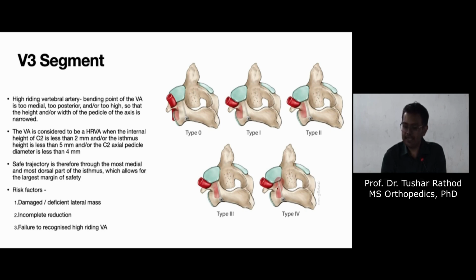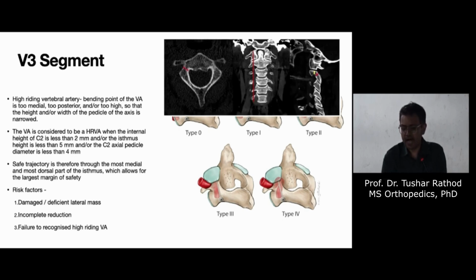So what is the implication? When you are passing any transarticular screw, the vertebral artery is going to come directly in your path. Or for that matter, even a pars screw, the vertebral artery is going to come in your path. So it's very important to identify this high riding vertebral artery, and there is a clear-cut, definite criteria for this, like the C2 isthmus diameter should be less than 5 mm, the pedicle diameter should be 4 mm, and they also measure something called the vertical height. So all these parameters should be measured beforehand.